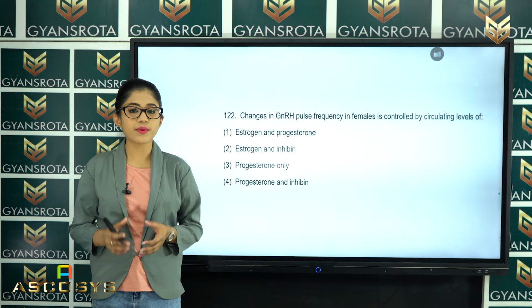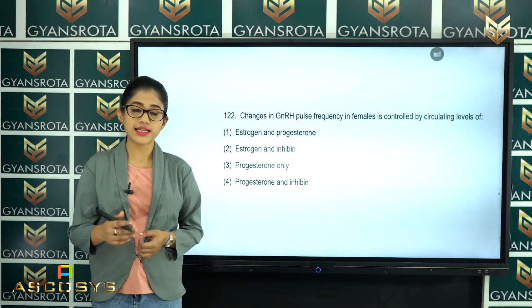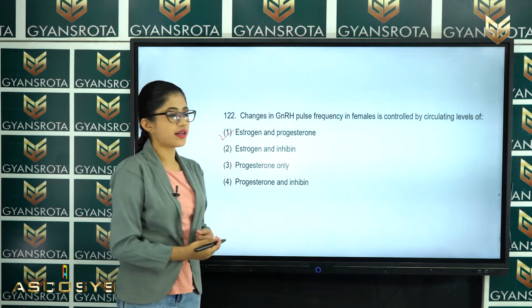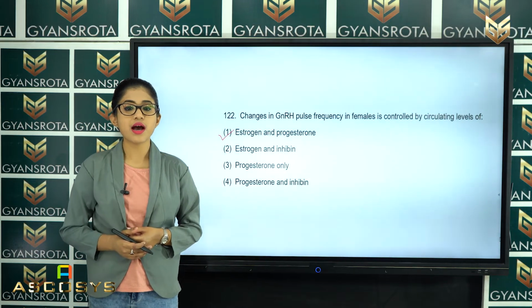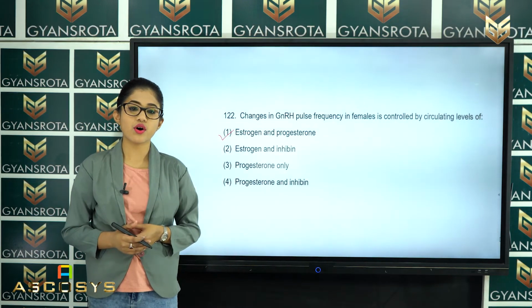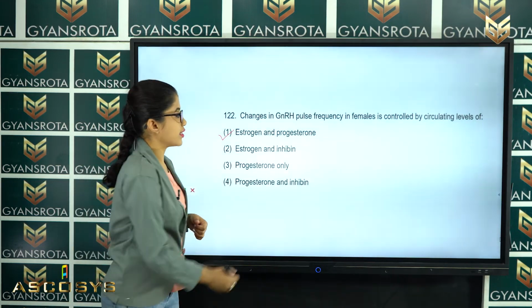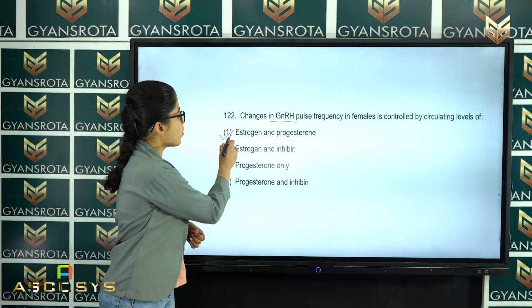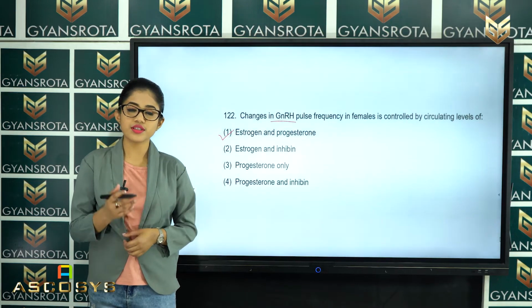So, in the last topic we have talked about this. So, what is the correct answer among this? That is the option number 1, estrogen and progesterone. These are the 2 hormones of the female reproductive system and they help in controlling the changes in the GnRH pulse frequency. So, option number 1 is the correct answer of this question. Now, let us move on to the next question.